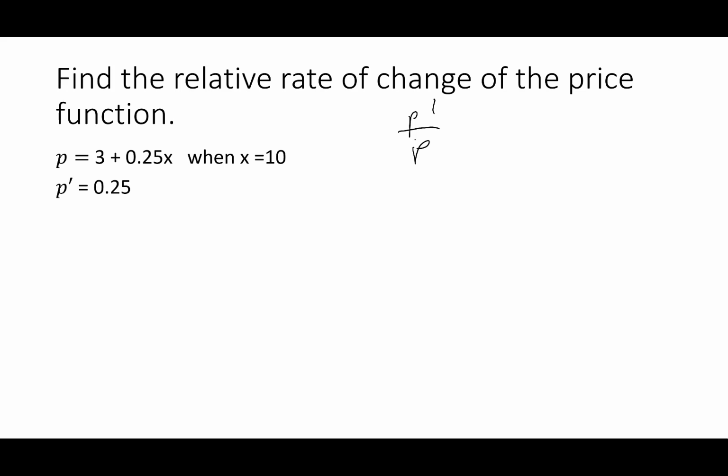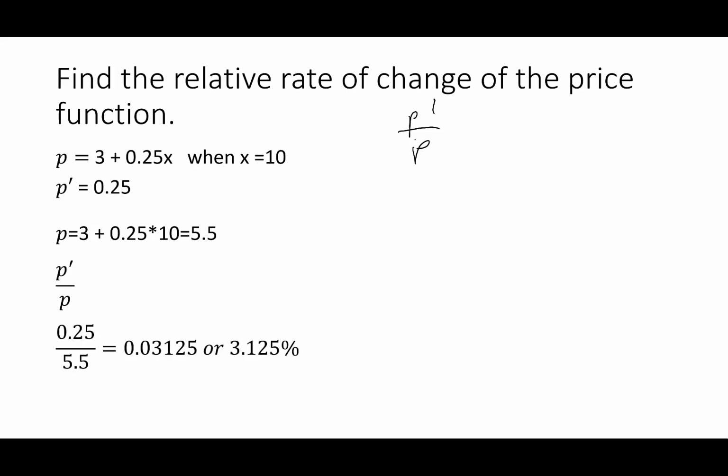P prime is 0.25. Notice there's no x there, so there's nothing I'm going to have to plug into the p prime when I do my relative rate of change. But I am going to have to plug the 10 into the original function p. So p equals 3 plus 0.25 times 10. Now we're ready to put this together. I need to divide the 0.25 by 5.5. That gives me 0.03125 or 3.125%. So the first one where it's a decimal, 0.03125, is what we would call relative rate of change. And the 3.125 with the percent would be our percentage rate of change.